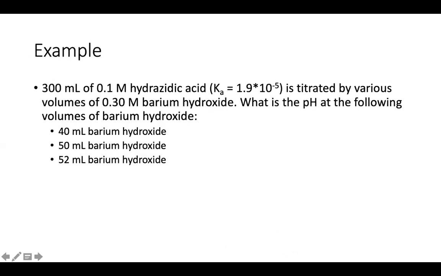Okay, so this is a very classic titration question. We're going to have hydrozitic acid, so just kind of a weak acid, right? You might not know what hydrozitic acid is, but we know it's not a strong acid, therefore it must be weak. And this is going to be titrated by a strong base, which is barium hydroxide. And so what is the pH when the following amounts of barium hydroxide are added, right? 40 milliliters, 50 milliliters, and 52 milliliters.